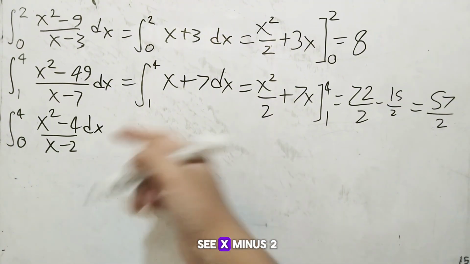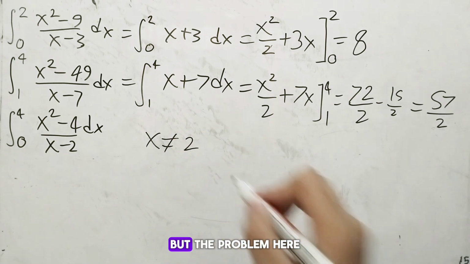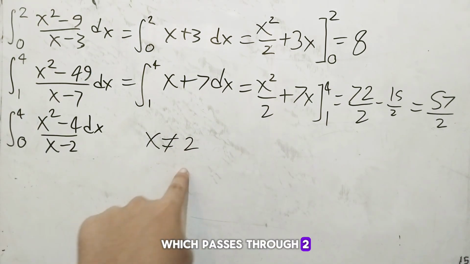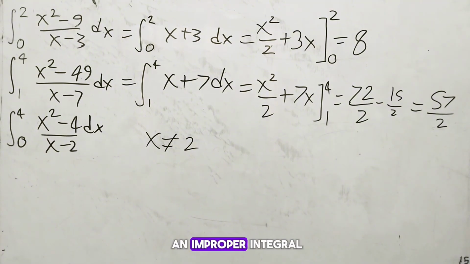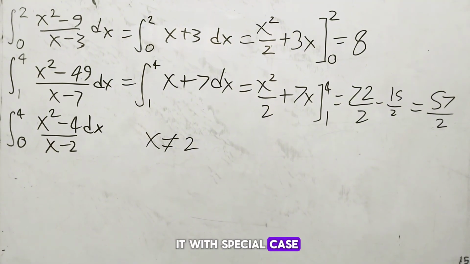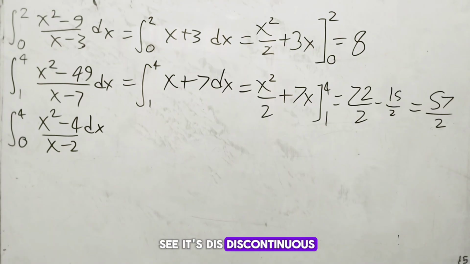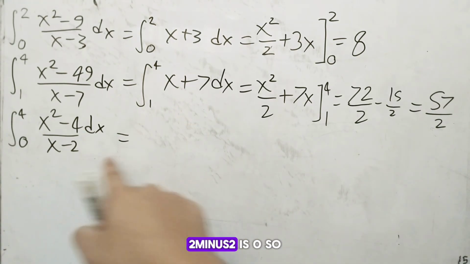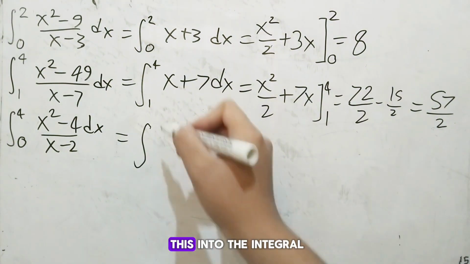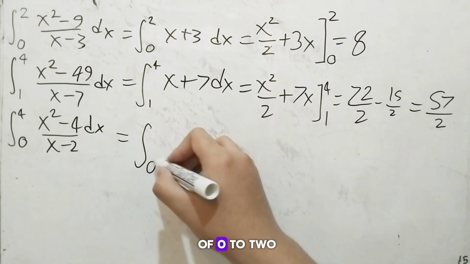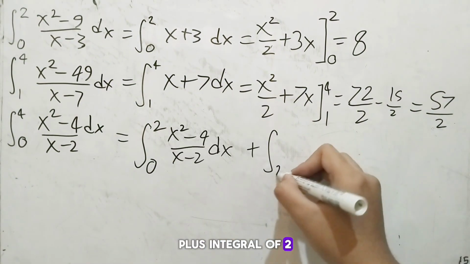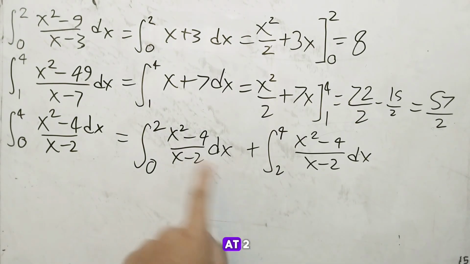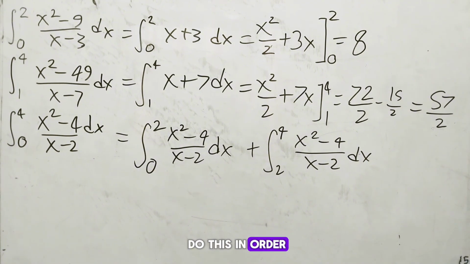Well, as you can see, x minus 2 means x cannot be 2, right? But the problem here is we're integrating from 0 to 4, which passes through 2. That means this is an improper integral. We have to solve it as a special case, because it's discontinuous at 2. We can't divide by 0, because when x is 2, 2 minus 2 is 0. So we change this into the integral from 0 to 2 plus the integral from 2 to 4. If you're still wondering why we do that, it's because it's discontinuous at 2, so we have to do this in order to solve it.